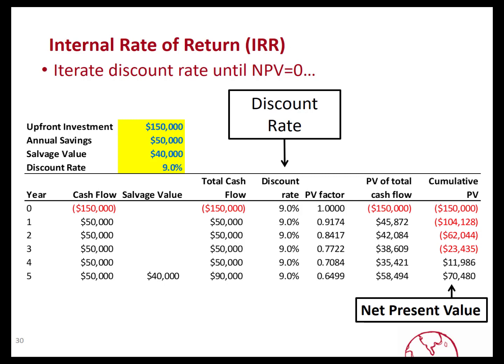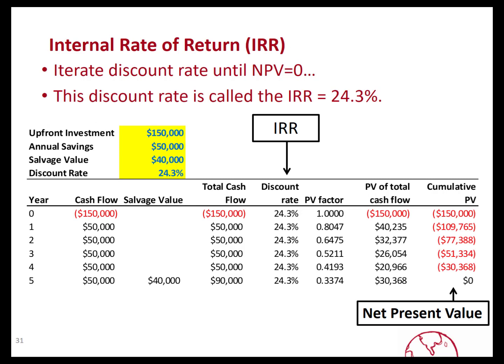Notice that at 9% there's a positive NPV, so we're going to want to increase the discount rate such that that NPV goes down. In fact, if we iterate, we're going to find that you would go all the way up to 24.3%. Using that as the discount rate, you can see here that discounting the cash flows and summing them up, they will sum exactly to zero. That is what is meant by IRR. IRR is the discount rate that sets the net present value to zero by setting the present value of all the future cash flows equal to the outflow today.